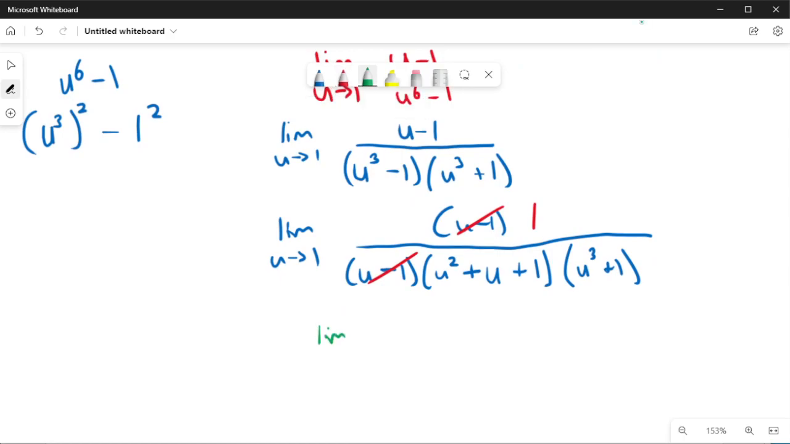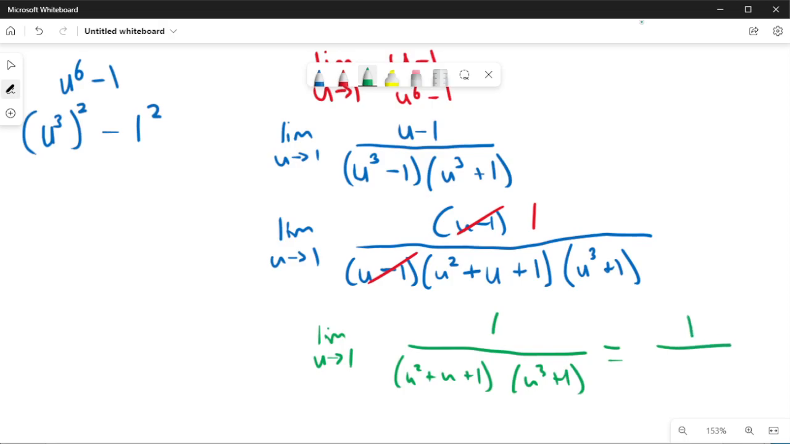So let's write it out. Limit as u approaches 1. On the top I have 1. On the bottom I have u squared plus u plus 1, and then I have u cubed plus 1. And now I can plug in 1, no problem. I just get 1 over 1 plus 1 plus 1, 3, and 1 plus 1, 2. So I get a final answer of 1/6, and that is the limit in that question.